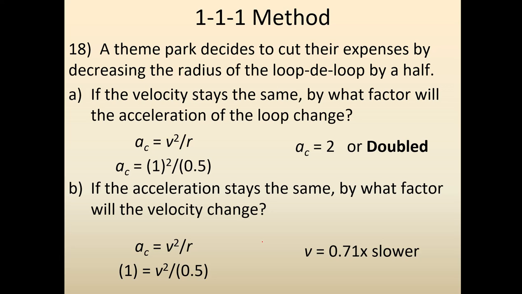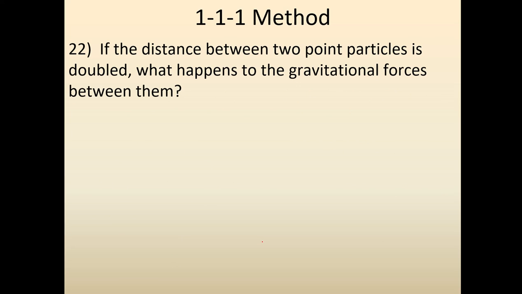So the velocity will now be 0.71 times slower. You could also rephrase this a different way, like 70% of the original speed, or becomes 30% lower. It's about 3/4 of the original value, anything like that. Here's the next question. Pause the video, work it yourself, and we'll go over it in a second.